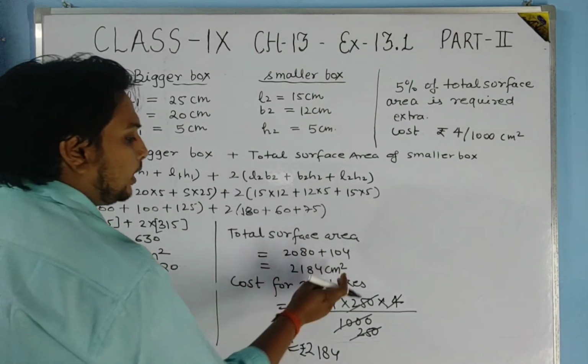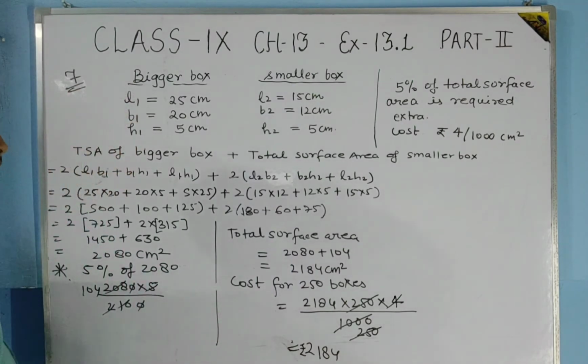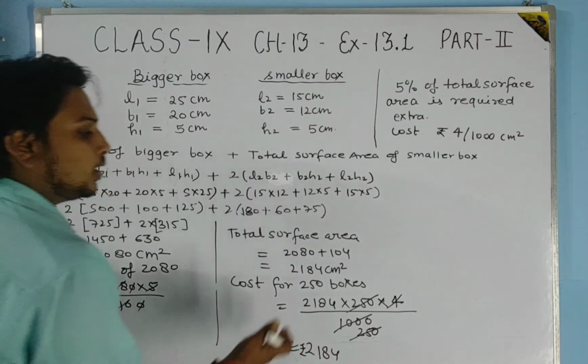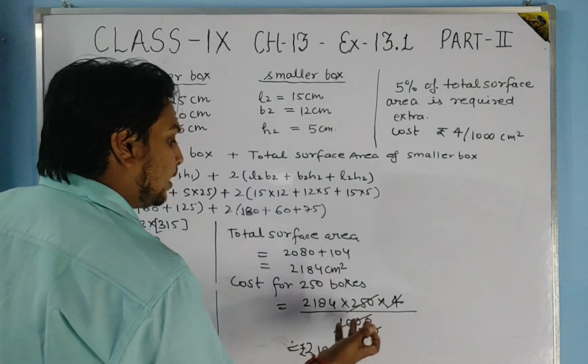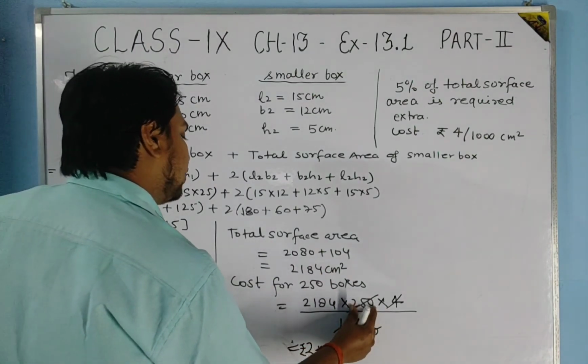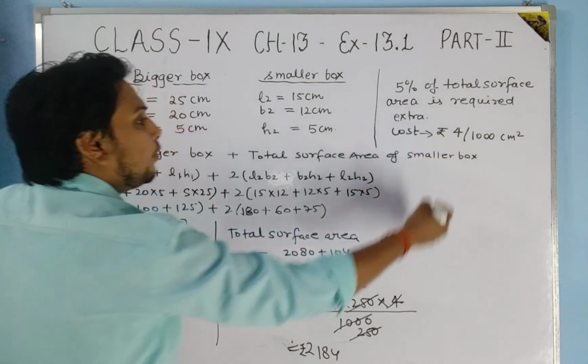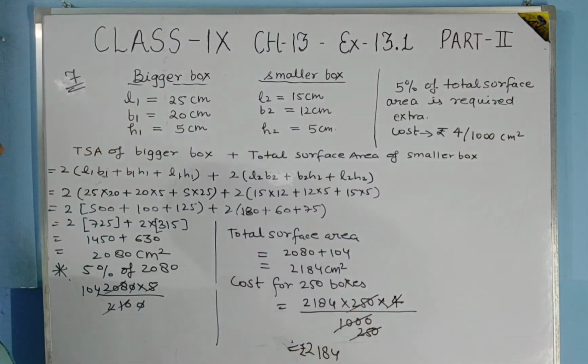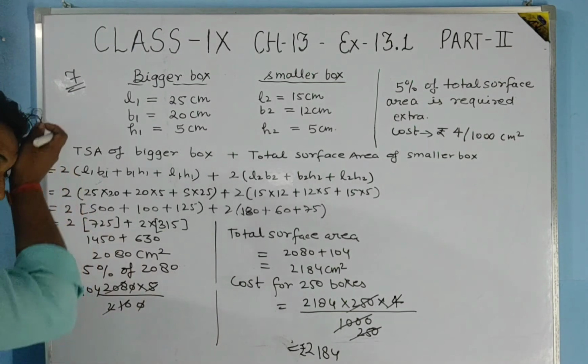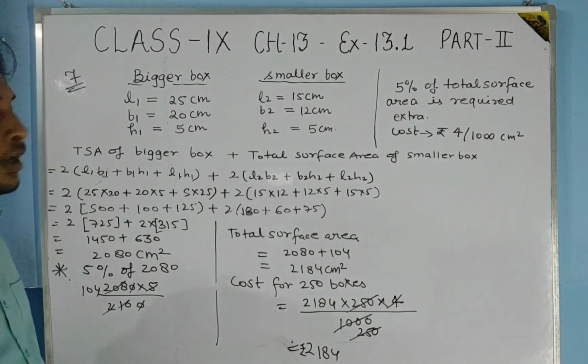So it is 2184. Now we have to find the cost for 250 boxes. So firstly, for 250 boxes we have to multiply it by 250, and for cost we have to multiply it by 4 upon 1000. So it will give the result, that is 2184. Okay, now you students, you can pause the video and note it down.